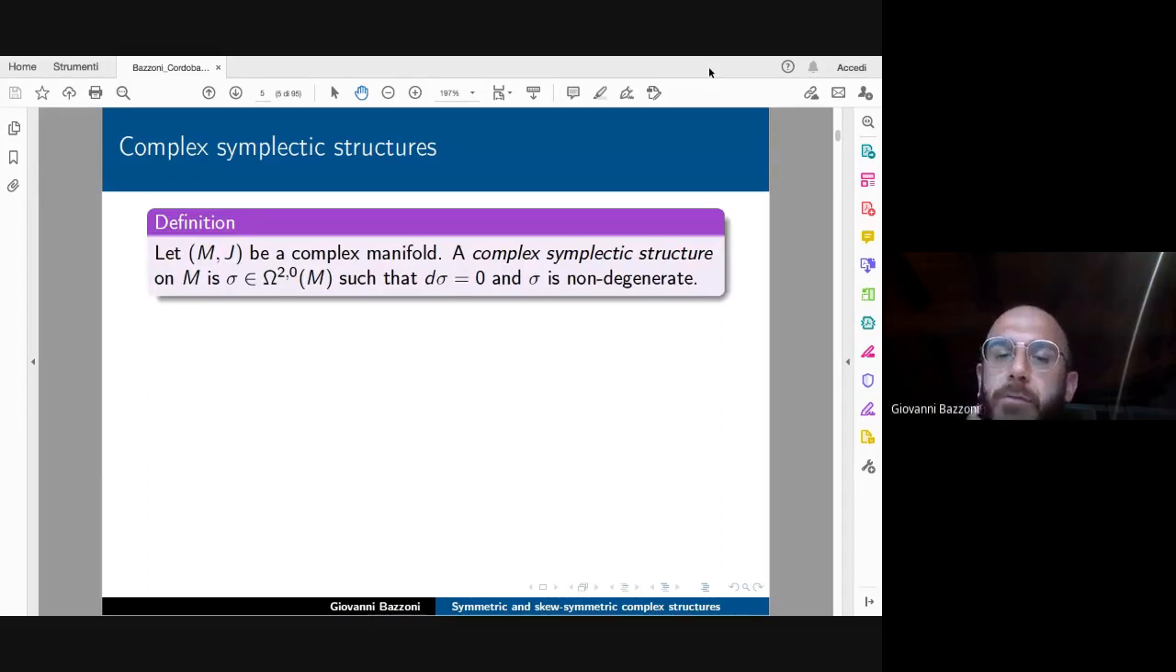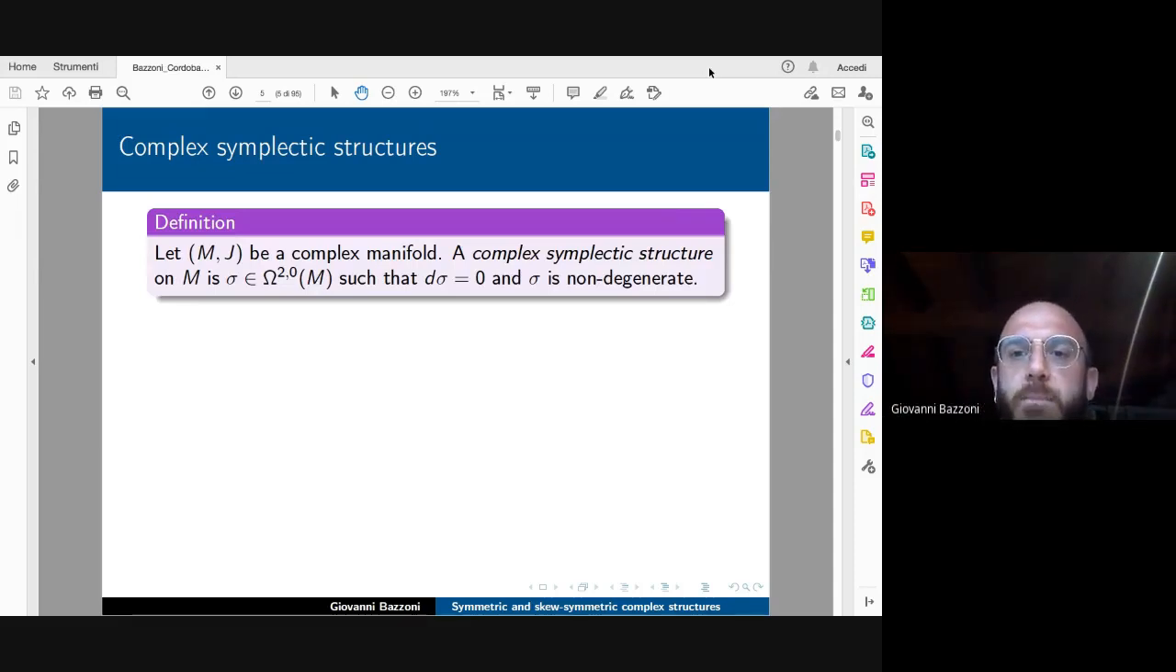Suppose you have a complex manifold. So I think of a complex manifold as a manifold with an integrable almost complex structure, J, which by the famous Newlander-Nirenberg theorem is equivalent to having holomorphic charts.